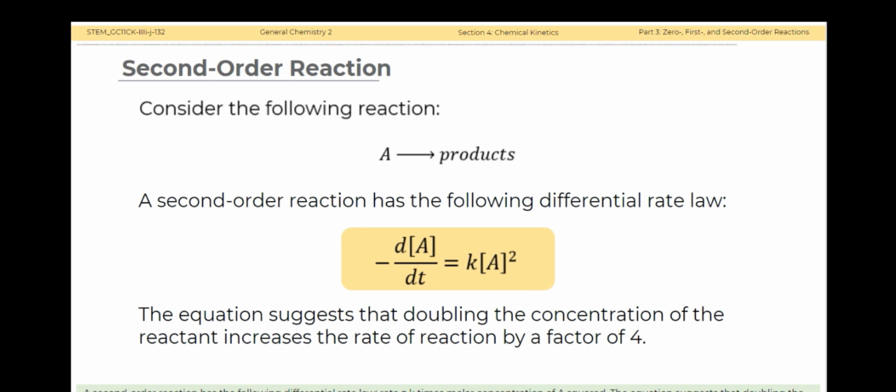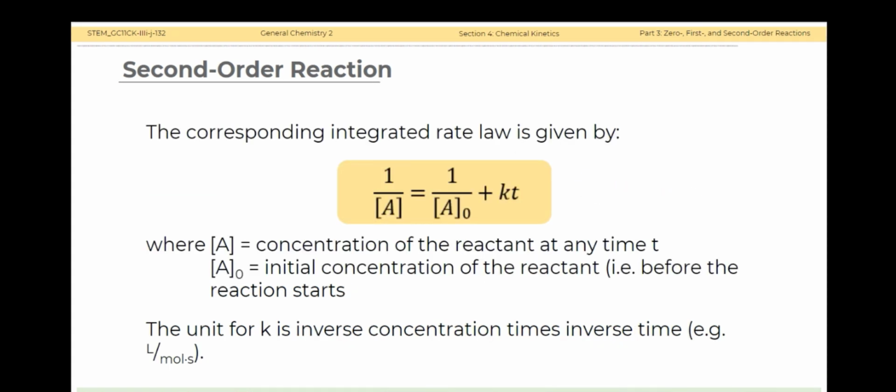A second-order reaction has the following differential rate law. Rate equals k times the molar concentration of A squared. The equation suggests that doubling the concentration of the reactant increases the rate of reaction by a factor of 4. The corresponding integrated rate law is given by 1 over the concentration of A at any time t equals 1 over the initial concentration of A plus kt. The unit for k is inverse concentration times inverse time, for example, liter per mole second.